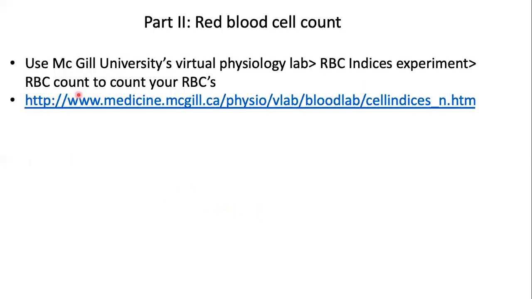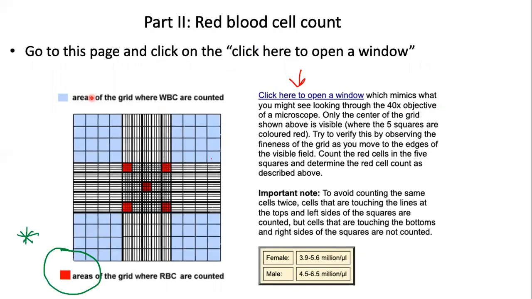You're going to go to McGill University. It's a university in Canada, and it's a really great physiology university. So you're going to go to the virtual physiology lab, go to the red blood cell indices experiment, go to the red blood cell count to count your red blood cells. Here's their website. You're going to see a page that looks like this.